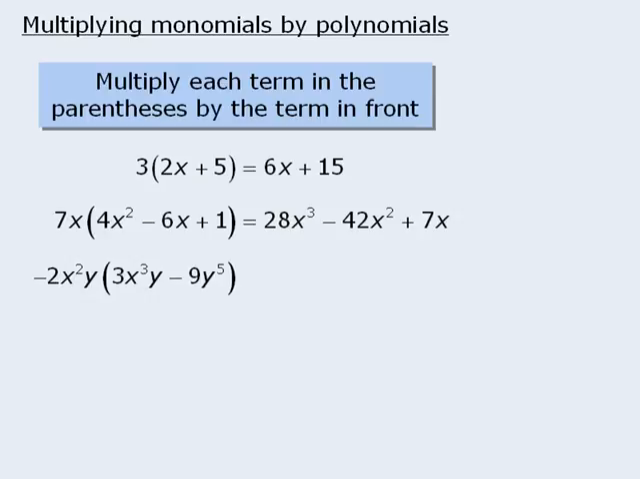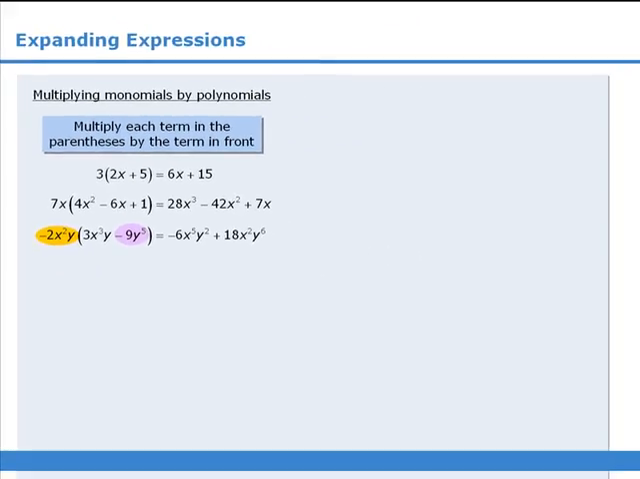Okay, one last example. First, we'll multiply negative 2x squared y by 3x cubed y to get negative 6x to the power of 5 y squared. And then we'll multiply negative 2x squared y by negative 9y to the power of 5 to get plus 18x squared y to the power of 6. Okay, now let's use what we have learned to simplify some expressions.